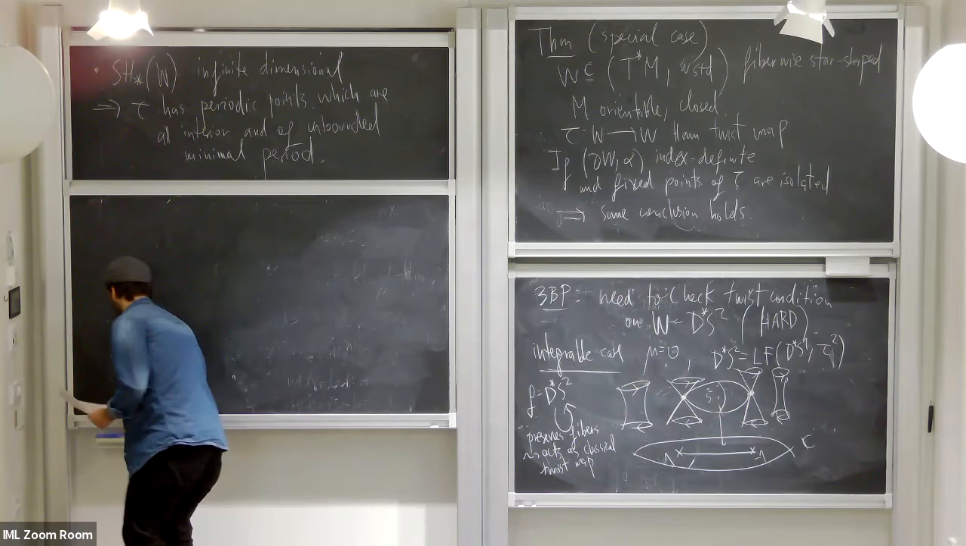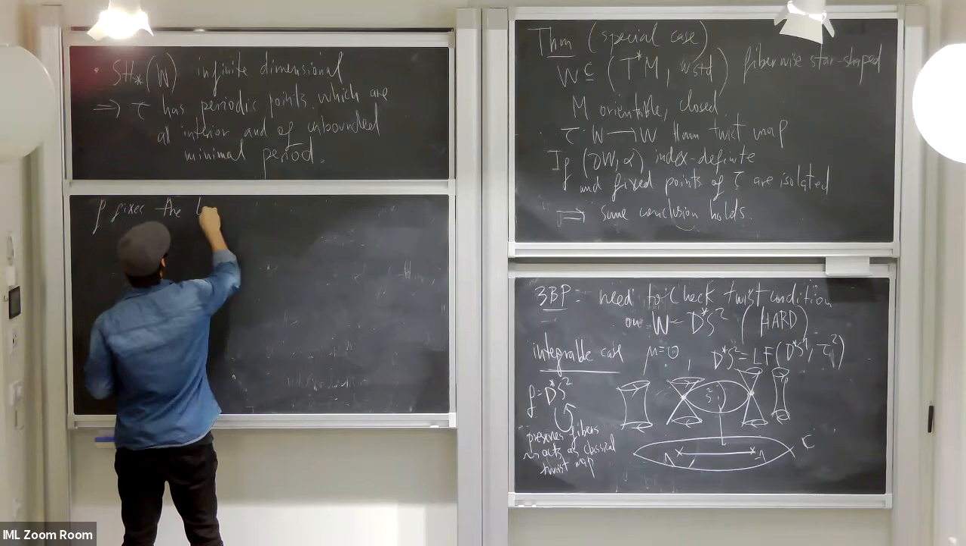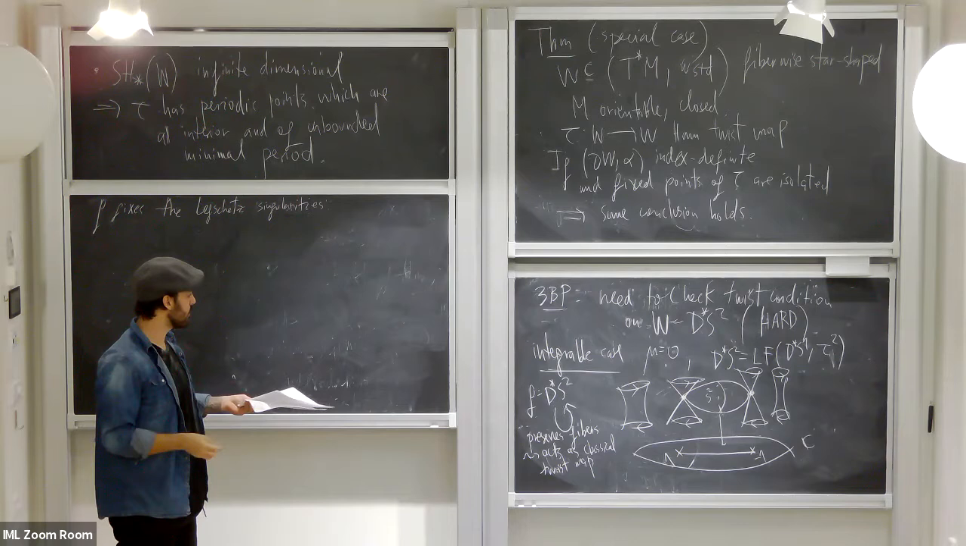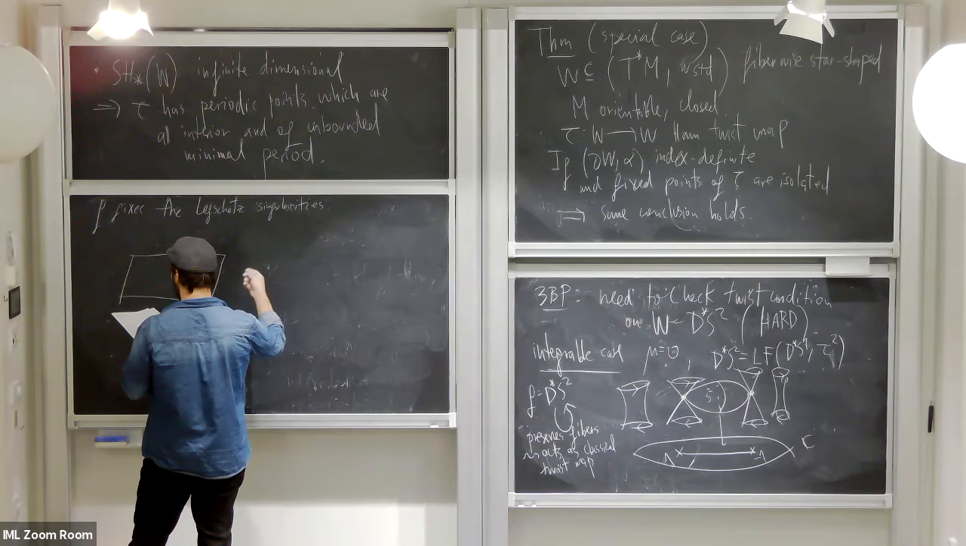And also fixes the Lefschetz singularities. You need to remember that fixed points of the return map correspond to orbits. And what do the orbits corresponding to those fixed points look like in phase space? They're precisely the polar orbits.